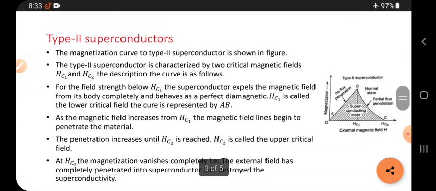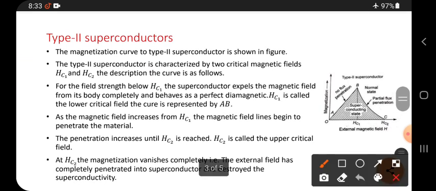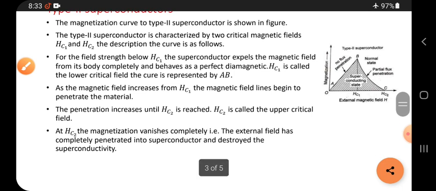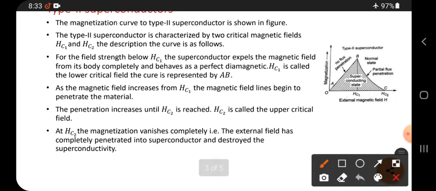Next, type 2 superconductors. The magnetization curve of a type 2 superconductor is shown in the figure. The type 2 superconductor is characterized by two critical magnetic fields, Hc1 and Hc2. The curve is given below. In type 1 only Hc is there, but here two critical magnetic fields, Hc1 and Hc2, are there.